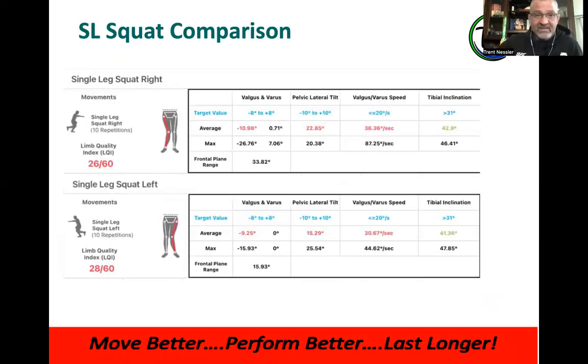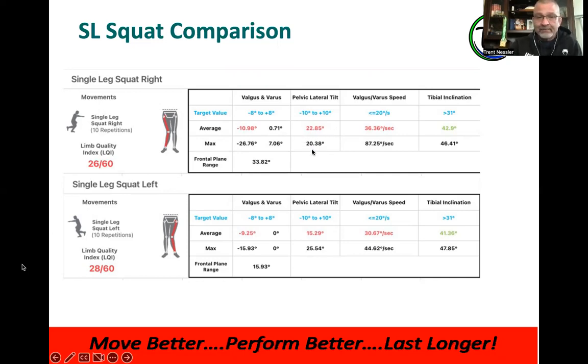Next thing we look at is his single leg squats. We compare his right side to his left side. Again, this is where your normative values should be. So you can see he was moving an average of 10.98. His max amount of valgus that he had was 26 degrees. His pelvis moved an average of 22 degrees. That's a lot of motion for the pelvis.